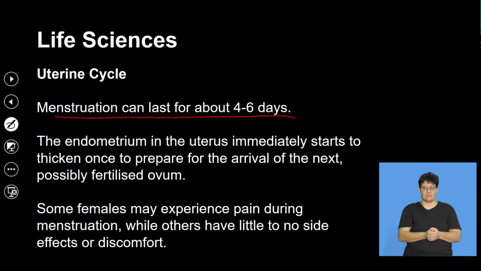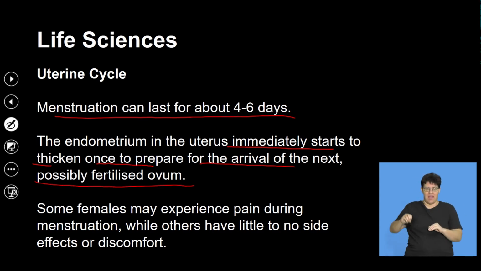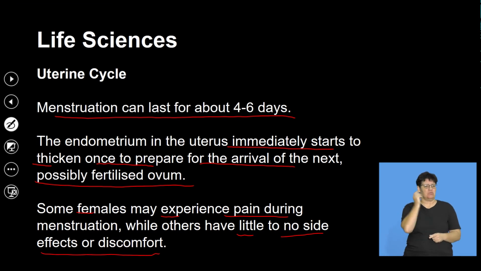Menstruation can last between 4 to 6 days. And this is essentially immediately after the progesterone levels decrease. So the endometrium in the uterus immediately starts to thicken to prepare for the arrival of the next fertilized ovum. So we find that the next cycle begins. Some females may experience pain during menstruation, while others have little to no side effects or discomfort.